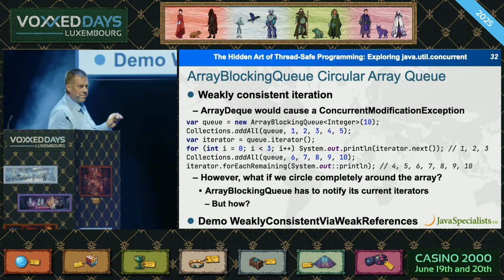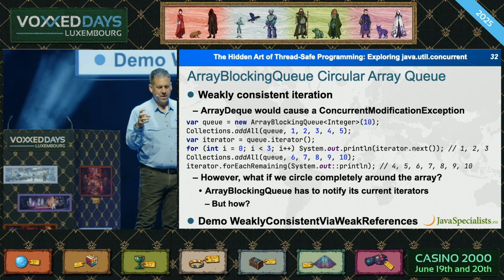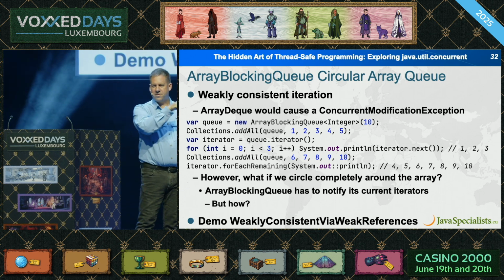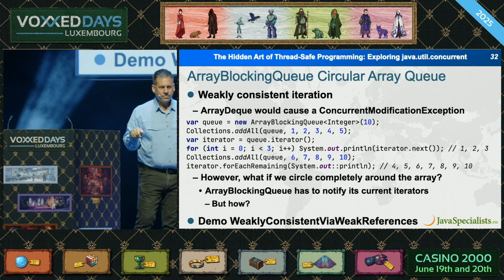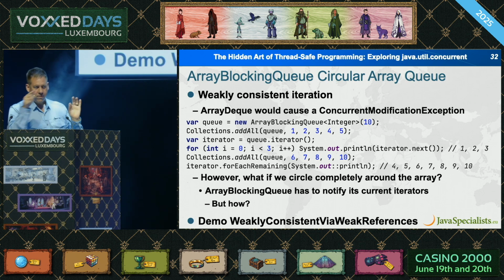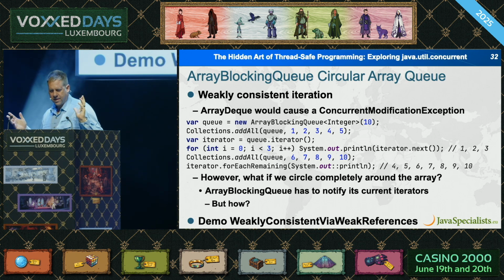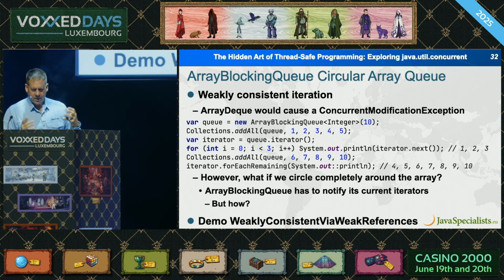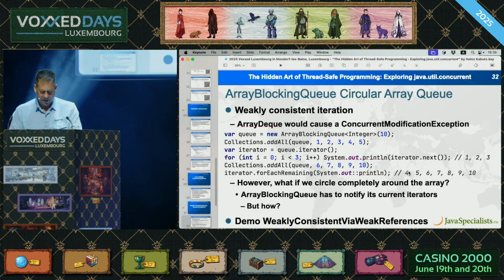However, with the array blocking queue, you've got a limited capacity where elements can be. And if you write around the queue, you can overwrite what was there before. And so once you overwrite, somehow the array blocking queue has to notify all its iterators that they can't do weak iteration on there anymore. And so what they do is they do something quite interesting.